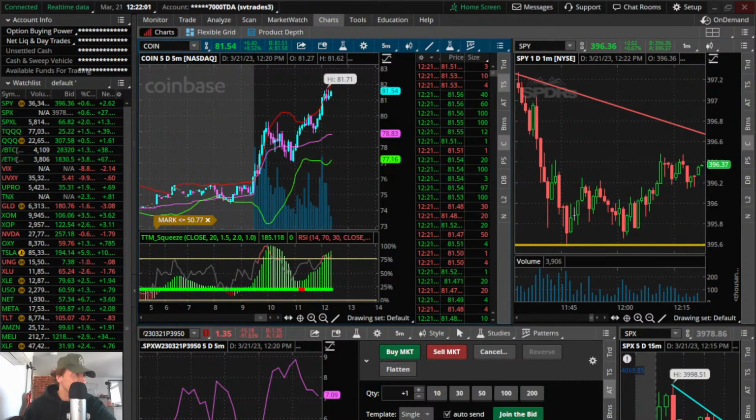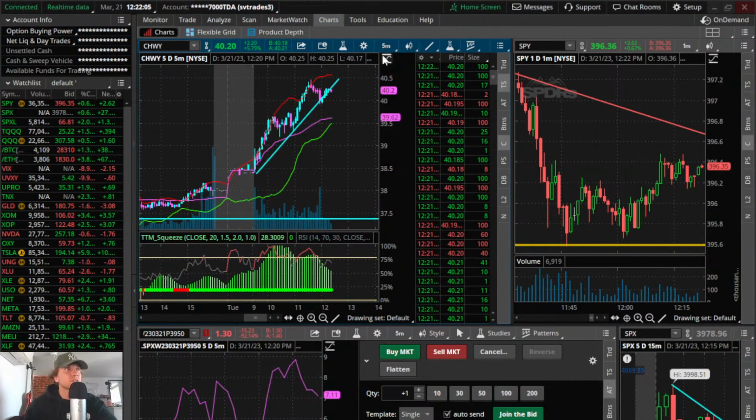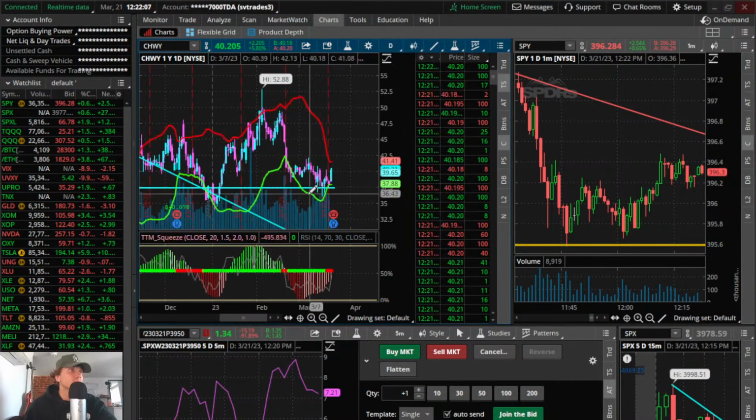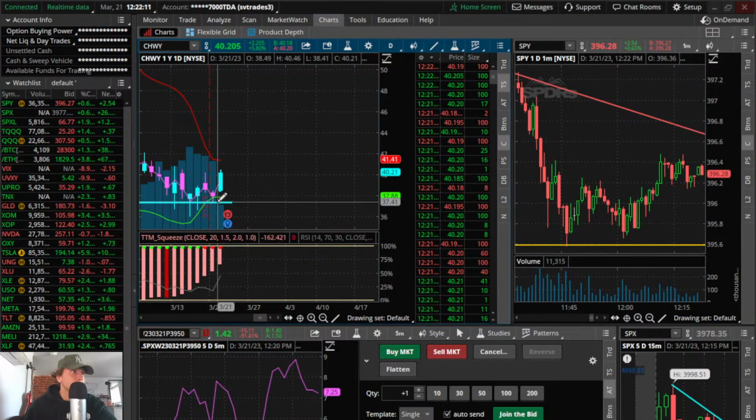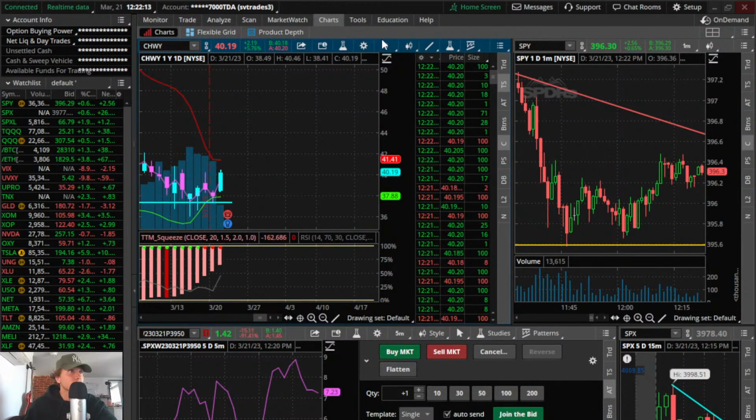Same thing with Chewy. Chewy has earnings. Thought about selling some premiums yesterday when it was at 36. Hit literally the perfect of my support line. Look at this. Literally bounced off my support line right here. Should have sold the puts. I would have collected all that premium too.